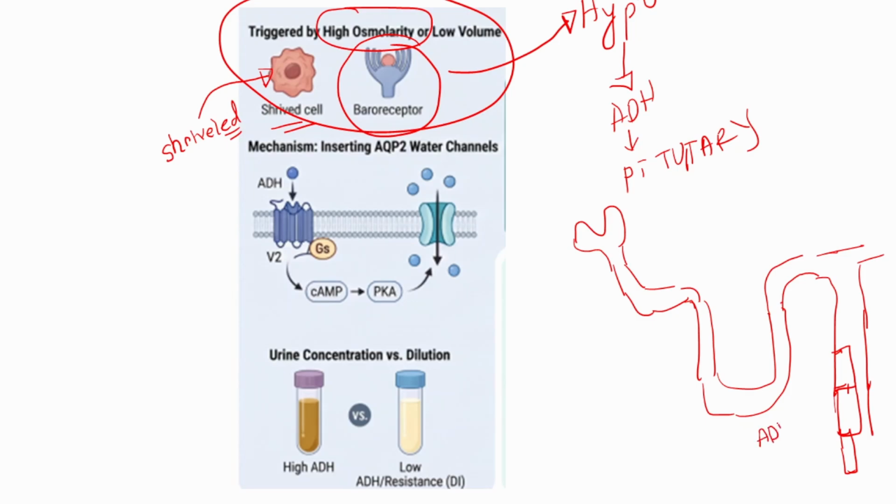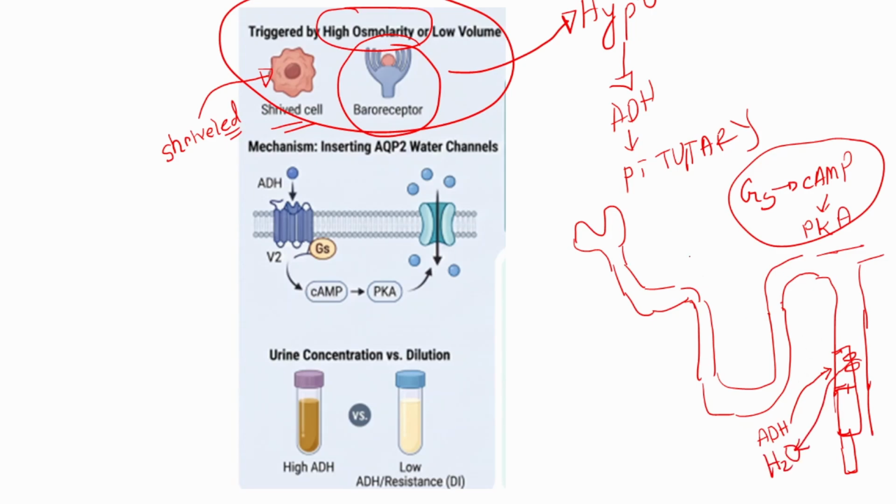ADH will come over here, and ADH will bind to the receptors present on the cell. This receptor binding will activate a protein called GS, or G stimulatory protein, which will stimulate the production of cyclic AMP, and this cyclic AMP activates protein kinase A, and this whole chemical cascade triggers the cell to insert aquaporin 2 water channels. Let's draw one over here, which will be inserted in the luminal side of the cell, and through this channel water can now freely pass back to the bloodstream.